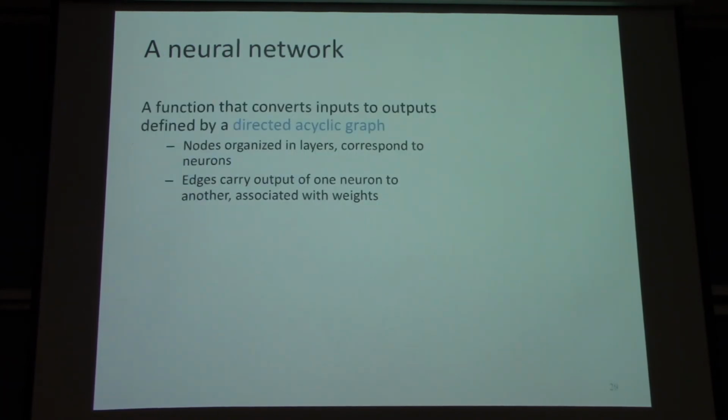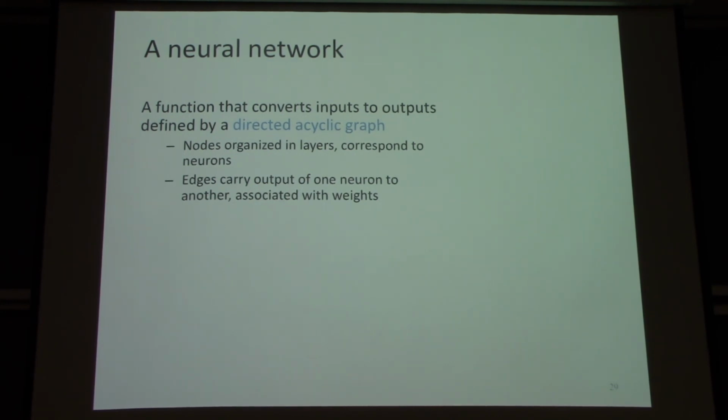So formally, you can think of a neural network, and I'll finish with this formal definition. It's a function that converts inputs to outputs, and the entire neural network can be defined as a directed acyclic graph. A directed acyclic graph is a collection of nodes with edges, and the edges are directed. The nodes in this graph are organized in layers.